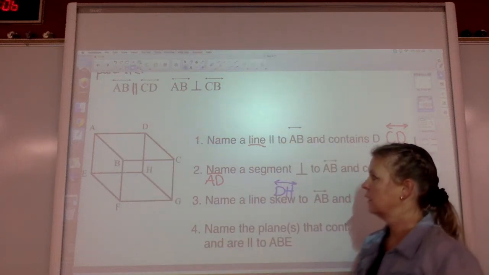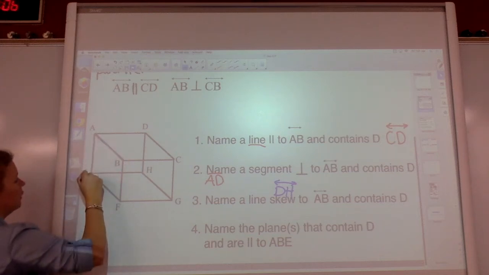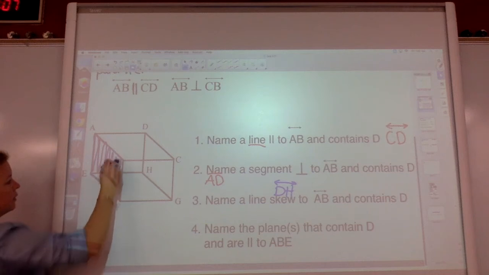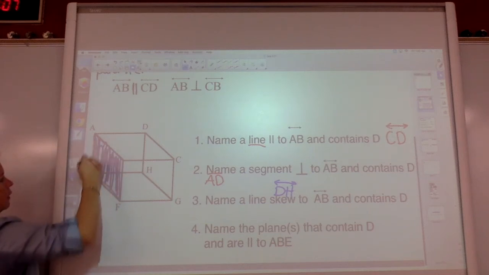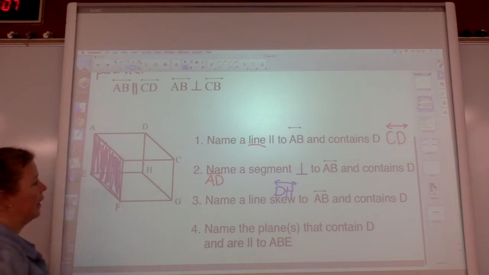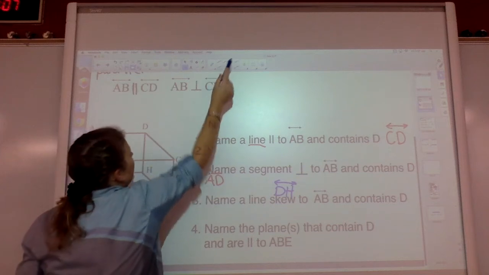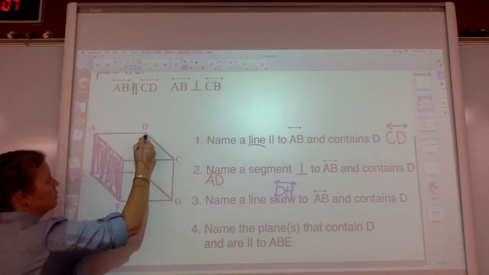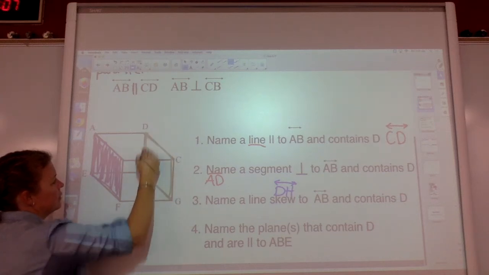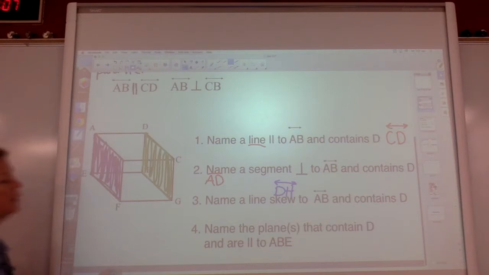There might not be. If I look at plane ABE, that's this whole plane. Remember, we don't include the F because you only need 3 points to determine a plane. That's the side of the box. It has to have a side that is parallel to the box. What's parallel to the box, but also goes through D? It's this plane, the other side of the box. But how do you name it?